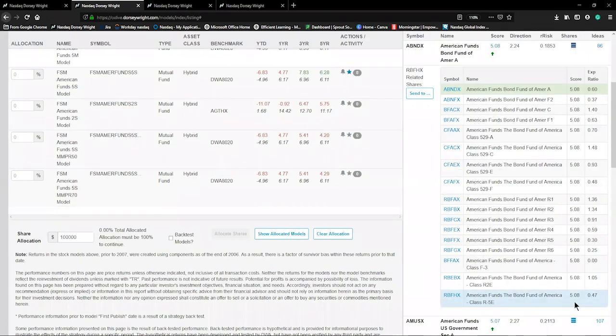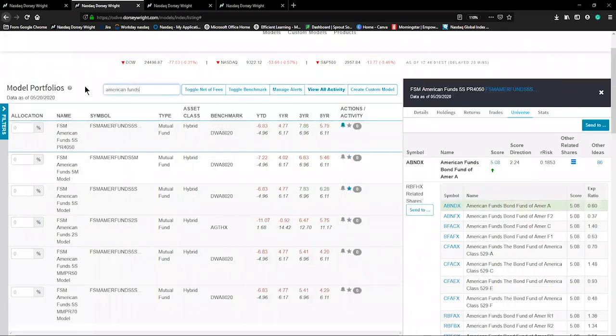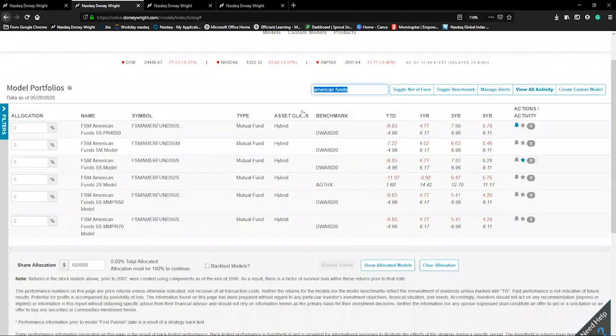Additionally, you'll note that the score is going to be consistent throughout, and that is always derived from that parent share class. So with that, we are now going to pivot over to some different types of models, and we've talked about equity dominant, as we call them, the mutual fund models, including T. Rowe.